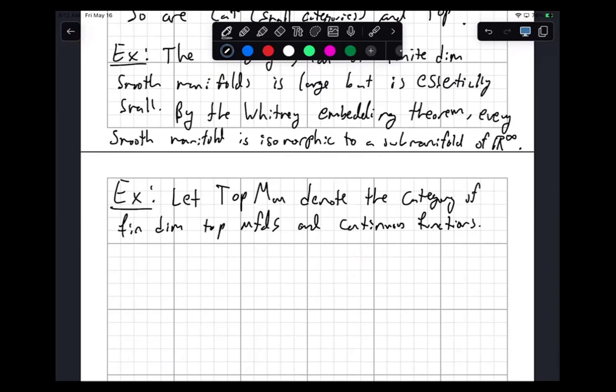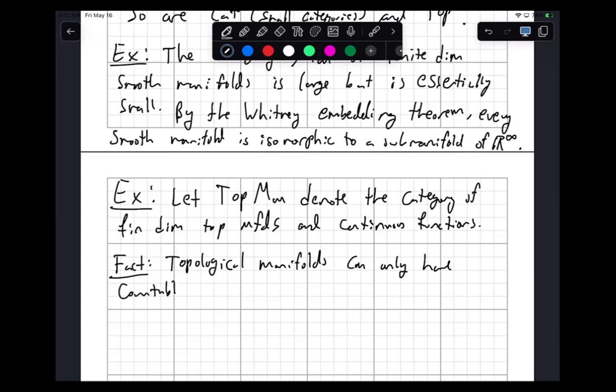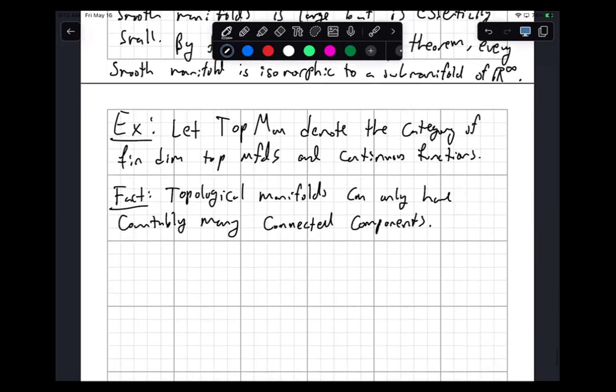Now, in fact, topological manifolds usually are required to have a countable basis. So you're starting with countable there. Exactly. So topological manifolds can only have countably many connected components. Otherwise, they would violate second countability, right? And each component is path connected, right?